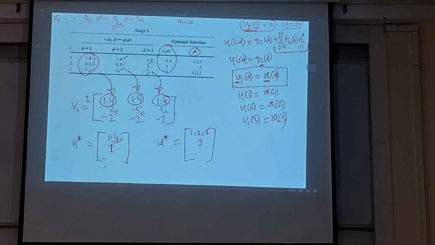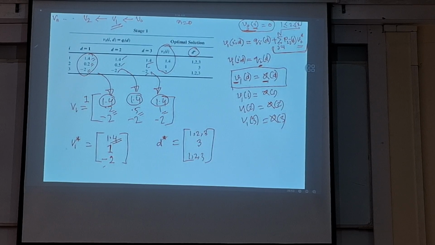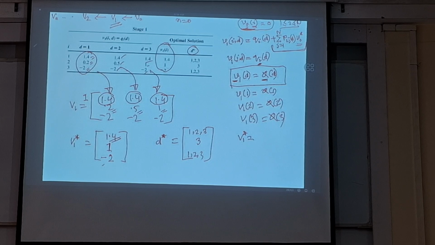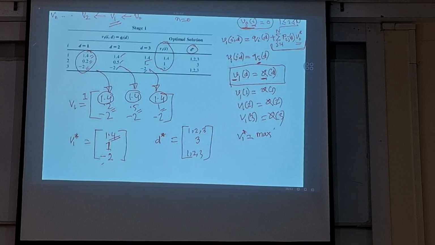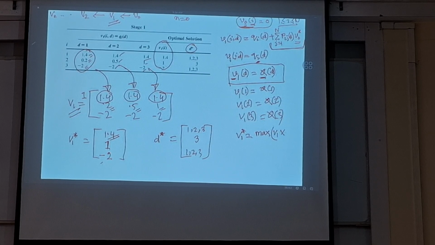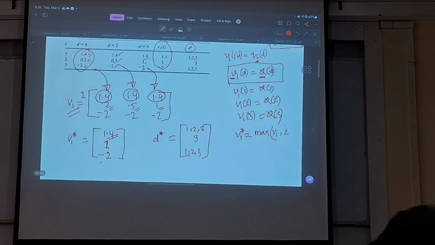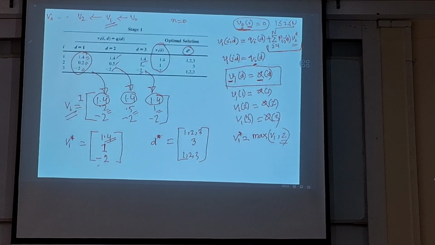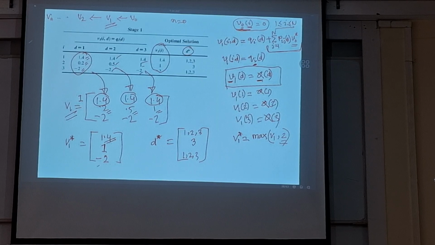And the bottom row, it is 2. Here, 1, 2, 3. Actually, in matrix form, this V1 star has a max function. You can write this max. Within the max, if you have the vector V1 and you pass the parameter 2, then what it does is it returns the maximum value of the columns.